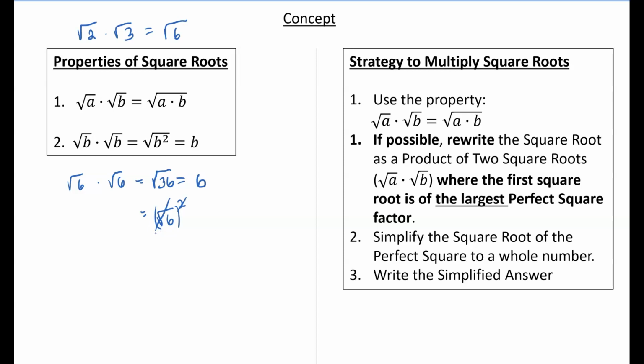So we're going to utilize those properties. And then if possible, we will rewrite the square root as a product of two square roots, where the first square root is a perfect square, the largest perfect square in there. Simplify the square root if possible, and then we'll write our simplified answer.